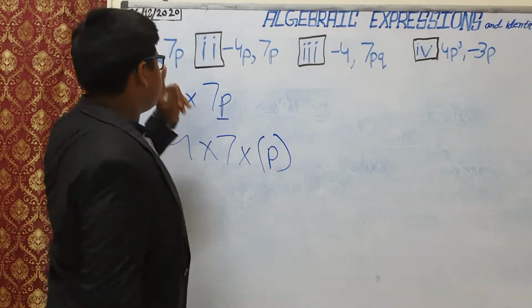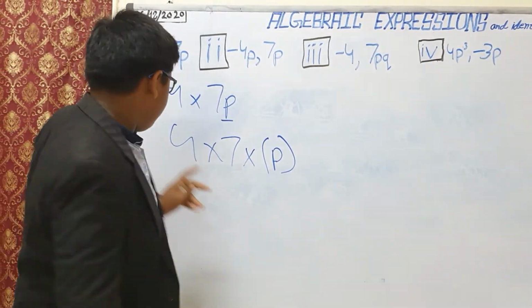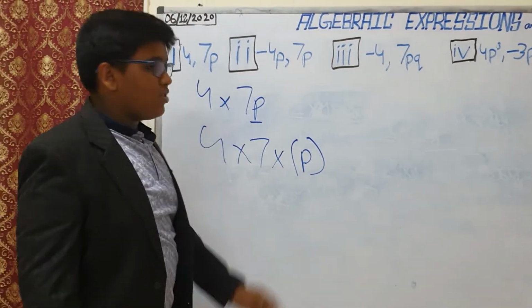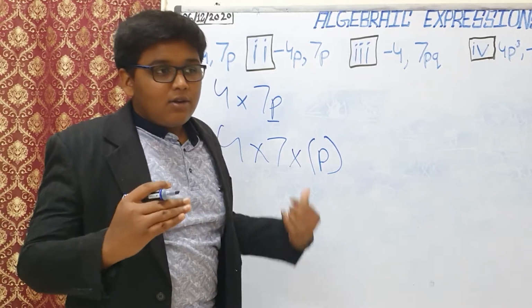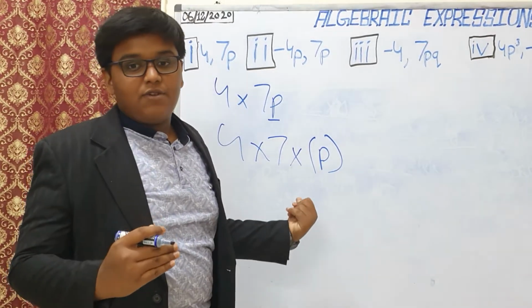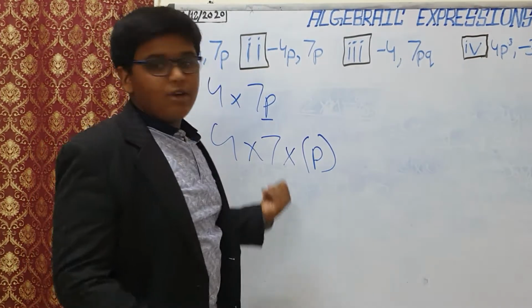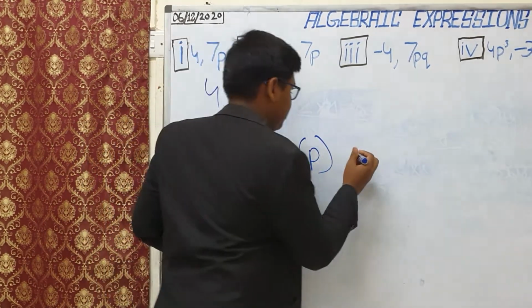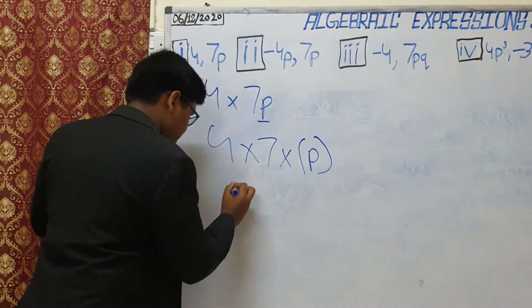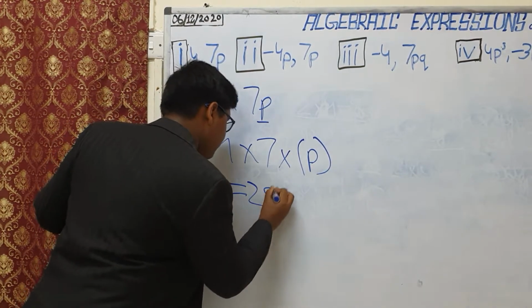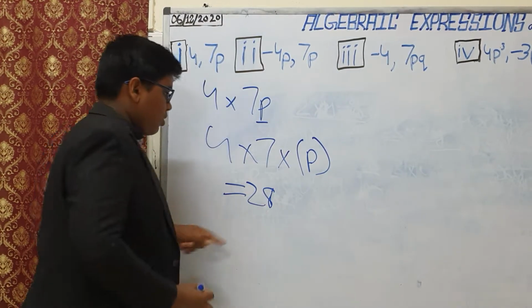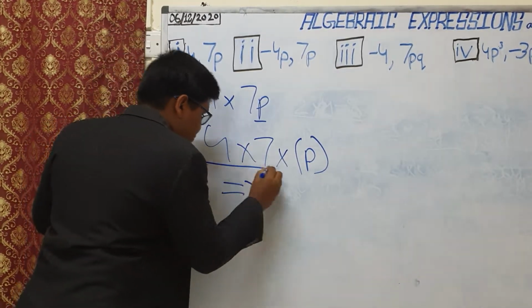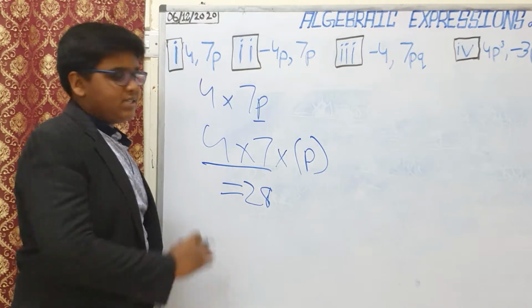So the first question is a very simple question. We are going to multiply the constants and write the answer we got from the constants together with the p. Now 4 into 7 is equal to 28. I'm going to write that, and this p we are going to multiply with the product.